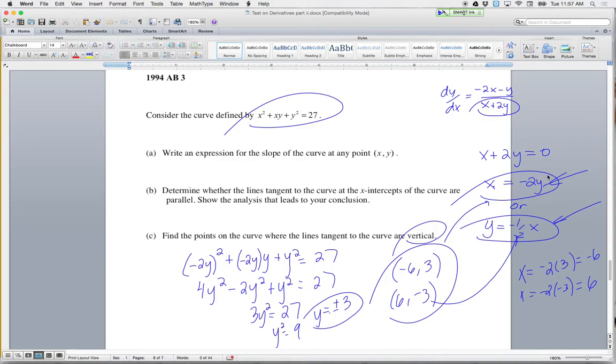Each problem is 3 points. Because then you get a point for doing this. You get a point for solving for x or y. And what did you get for x's? Did you get 6 and negative 6?